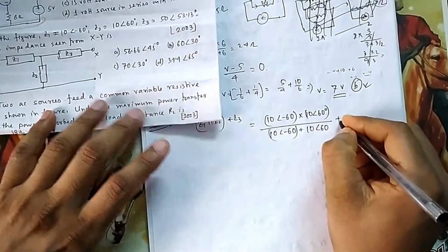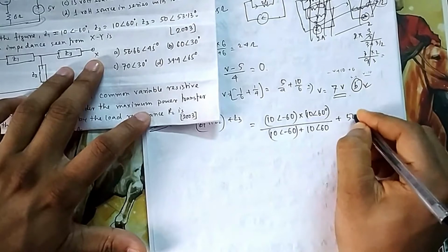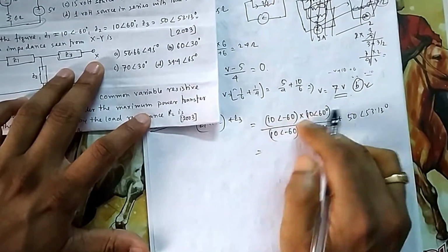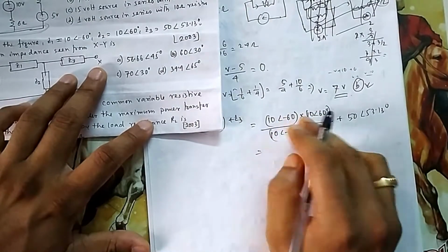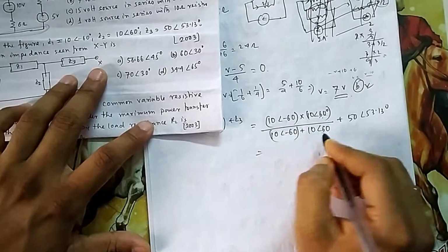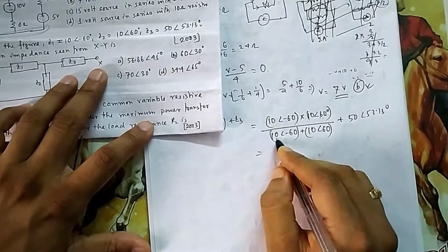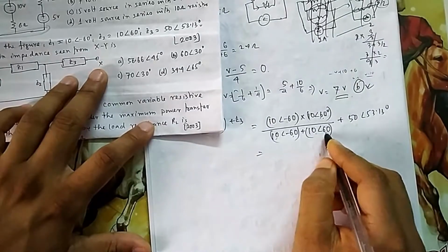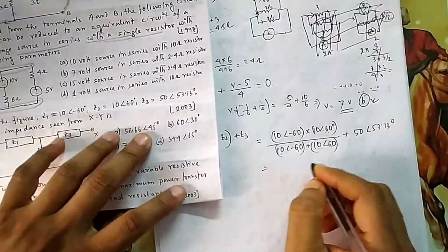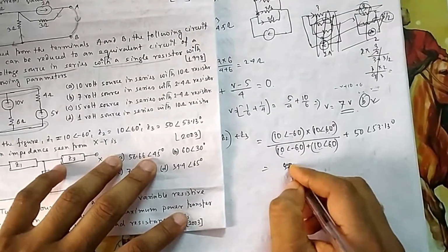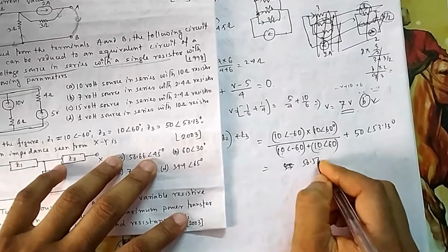And then Z3 is how much? 50 angle of minus 53.13. So if you put all these things, the product you can do because 60 will get cancelled. Product means the angles will be just added. So it will be 100 angle. And here you have to convert it into cos and sine. 10 cos minus 60, 10 sine minus 60. Then 10 cos 60, 10 sine 60. One thing will get cancelled because of the minus, the sine will get cancelled. So ultimately if you do it, you will find it is 56.56 at an angle of 40.